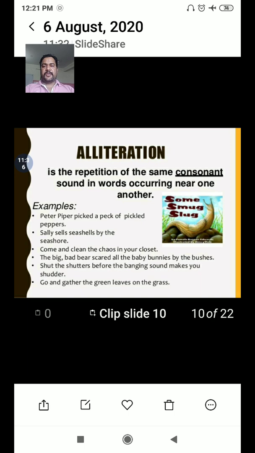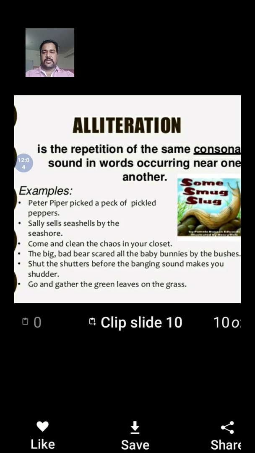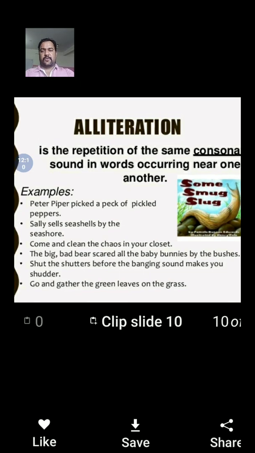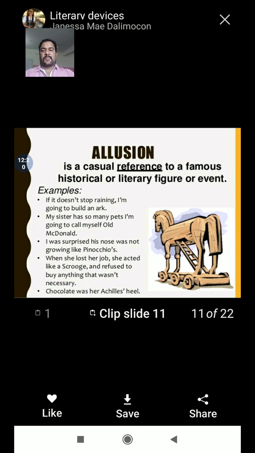Next one is alliteration. Now what is alliteration? It is the repetition of the same consonant sound in words occurring near one another. Example: Peter Piper picked a peck of pickled peppers. Sally sells seashells by the seashore. Come and clean the chaos in your closet. Some smug slug. So there are many examples given for your reference. Last one I read: go and gather the green leaves on the grass. So these are the examples of alliteration.